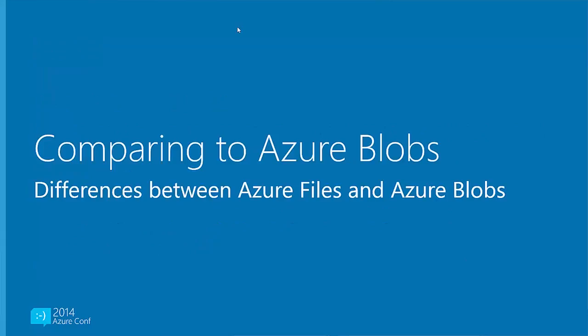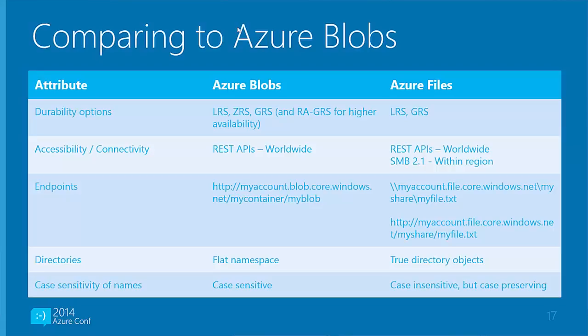So let's continue by comparing Azure Files to the existing Azure Blob storage. If we look at the durability options, currently Azure Files only supports locally redundant storage and geo-redundant storage. So, for example, we don't have access yet to read-access geo-redundant storage.